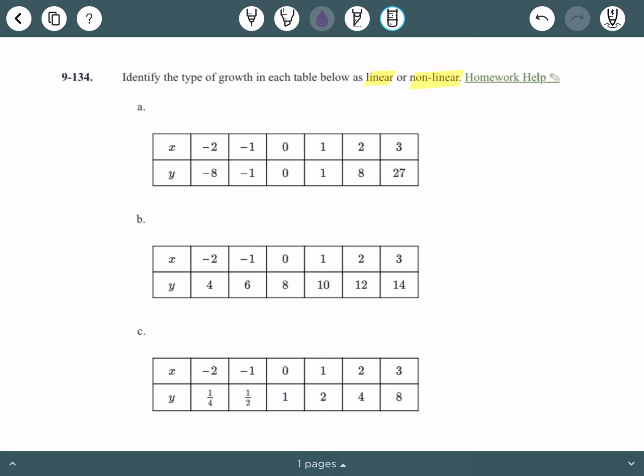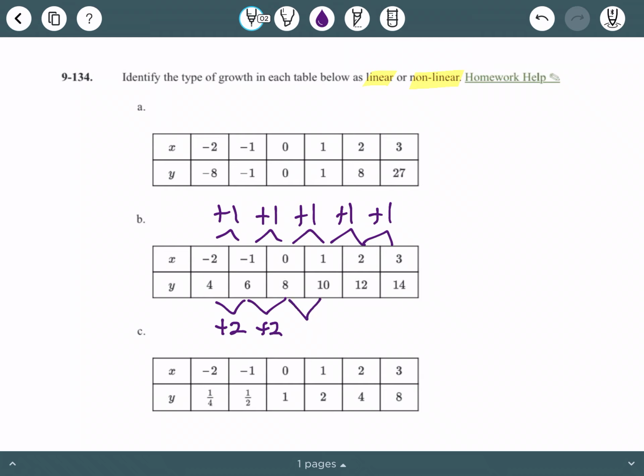And for B, you can also see in the top here that I'm growing by 1 each time. So our x value, or our input, is growing by 1 every time. Now let's look at the bottom. To get from 4 to 6, I would add 2. 6 to 8, I would add 2. 8 to 10, I would add 2. 10 to 12, I would add 2. And 12 to 14, I would add 2. Since we are going up by the same amount, this would be an example of linear growth.